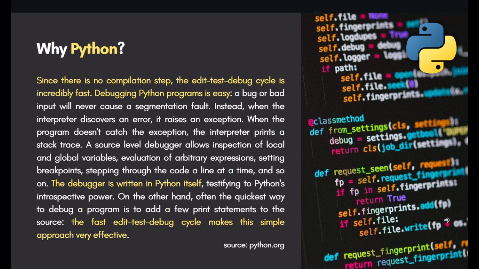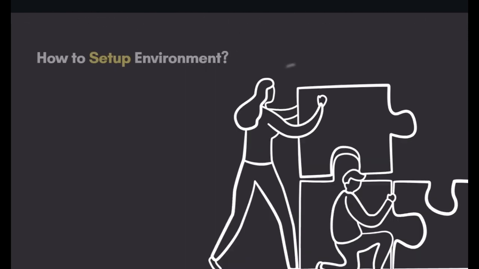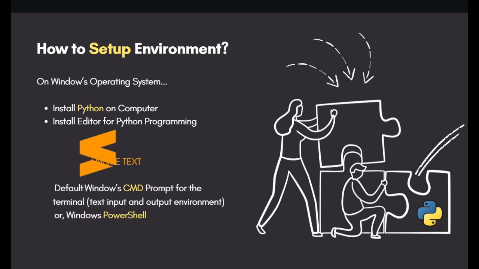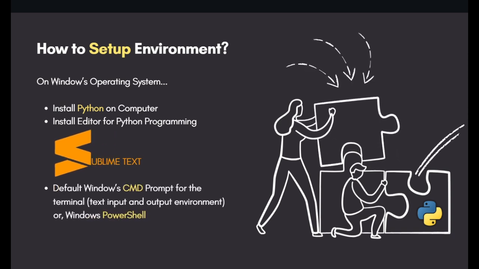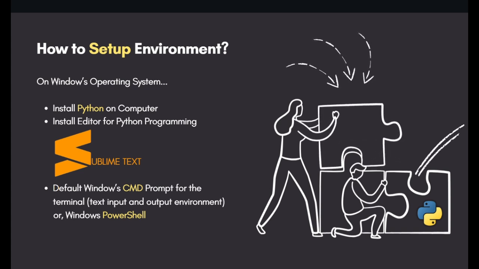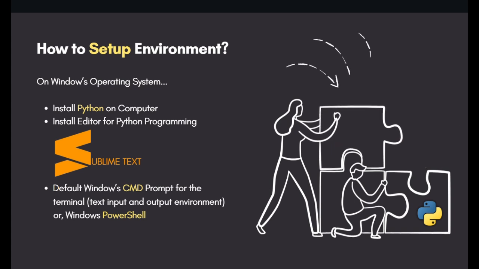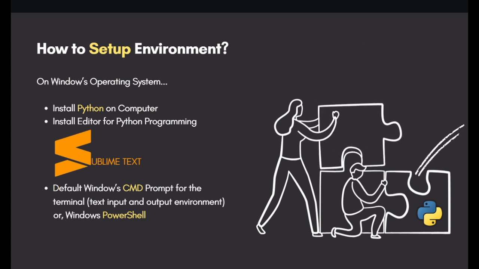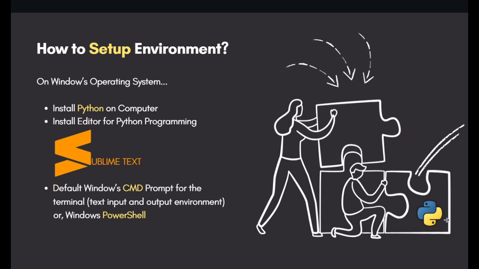So now let's check out the steps that you have to follow to install Python in your computer. Basically, I'm going to show you how you can install Python, or make your environment Python friendly, on the Windows operating system, but you can also consider the same process for Linux or even macOS. So first of all, you have to install Python on your computer. Then you have to install an editor, because to write programming commands you need an editor, and this time we are going to use Sublime Text.